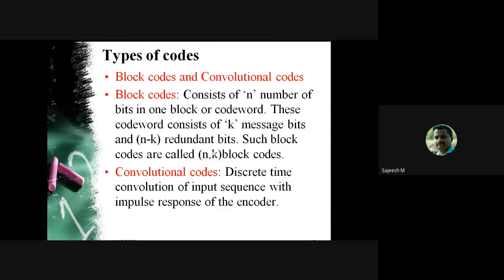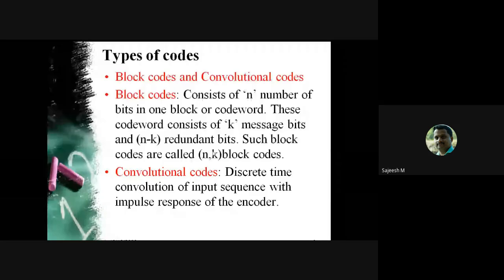If we consider the binary sequence 000, 001, up to 111, there are 8 combinations. So there are 8 possibilities for those k message bits, starting from 000 to 111. Then there will be 8 code words, obtained by adding 3 extra bits. If it is a (6, 3) block code, the code word corresponding to each 3-bit message will be a 6-bit code word.